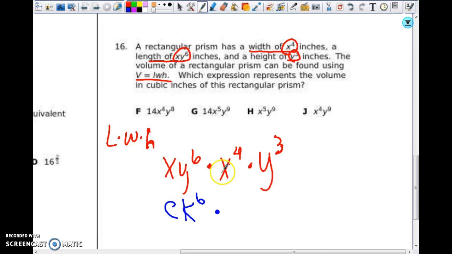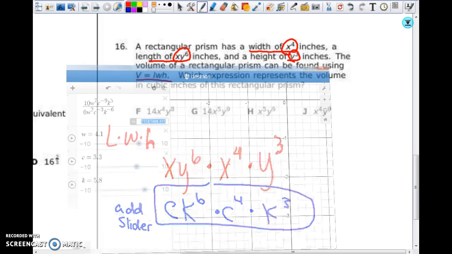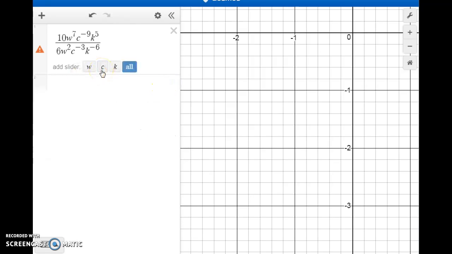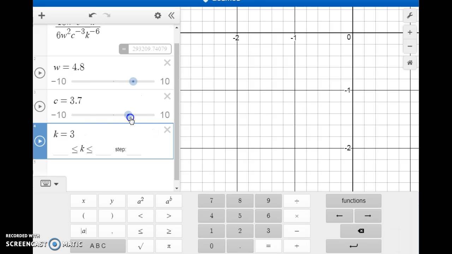This would be my X, we said C to the 4. And Y would be K to the 3. So you type that in and add the slider. If you use any other letter, it will give you the option. Add slider for W. The minute I delete them, it gives me the option again. Add the slider, but you have to change them. It doesn't matter what. You can make them pretty, but they have to be different and they cannot be one. So just slide them, whatever.